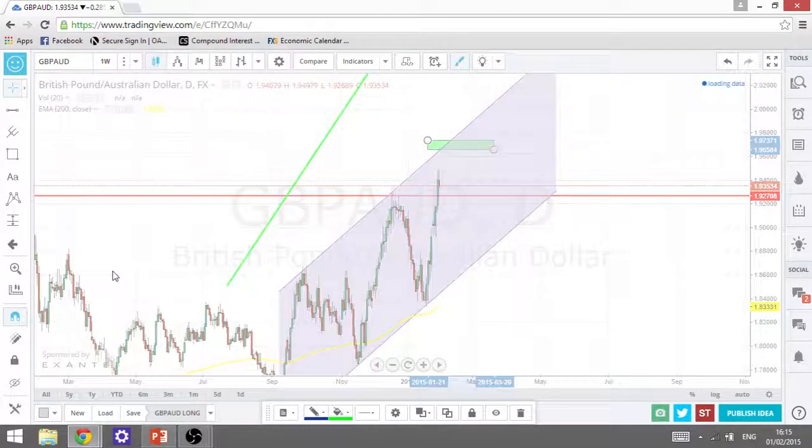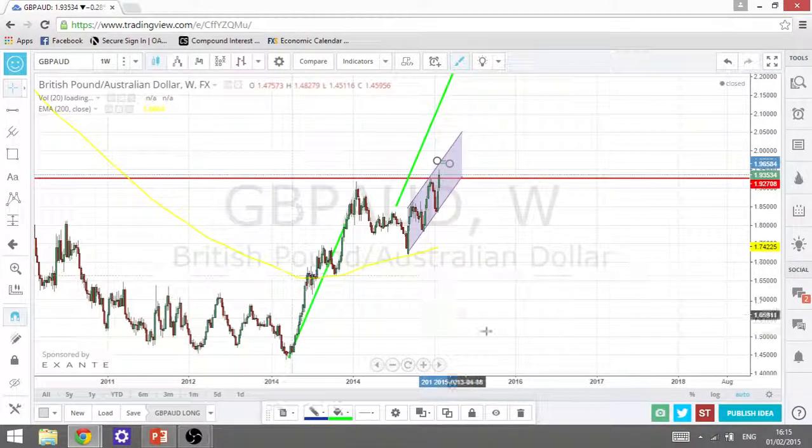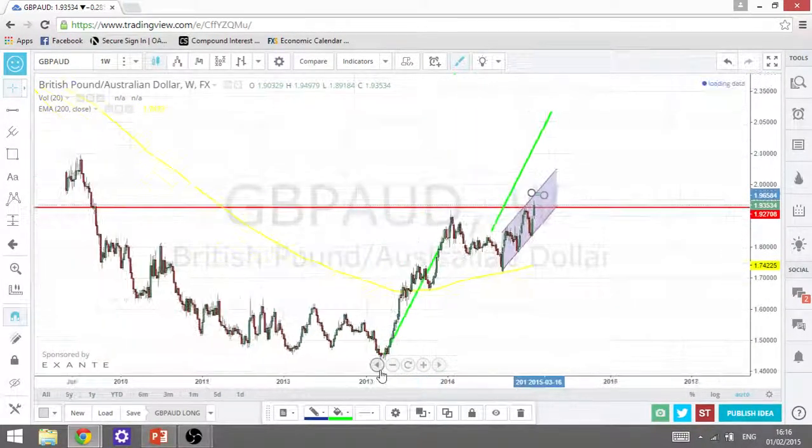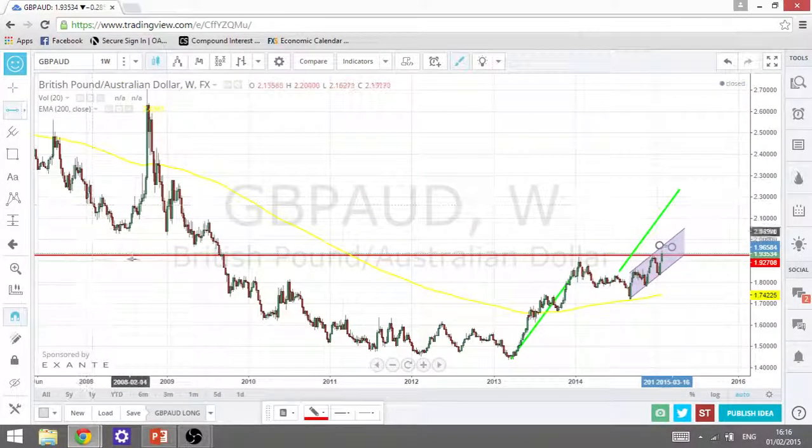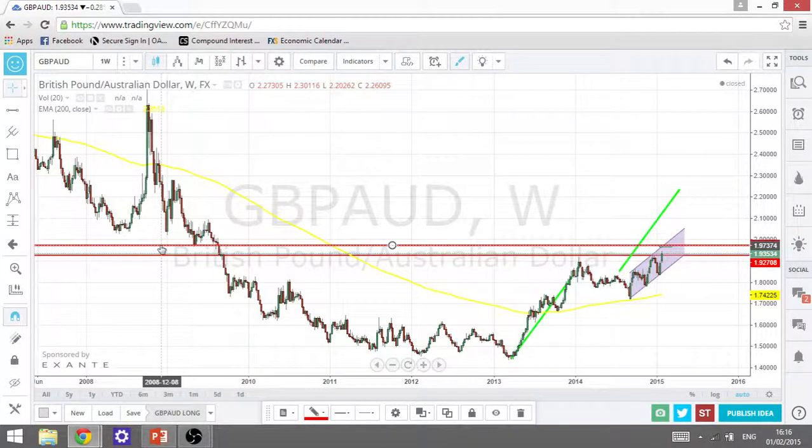We'll zoom out onto the weekly to see if we can plot any historical levels of resistance on this pair. There's one. Yep, there's one. We'll just look for the bottom of these two candles. You can see it's hit some support here. There, 1.73. That lines up pretty nicely with our range target.